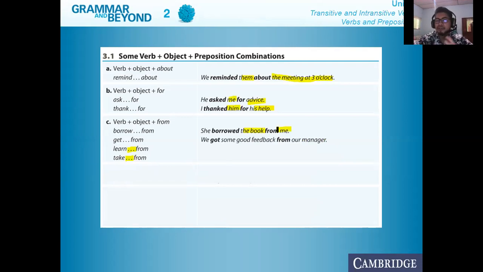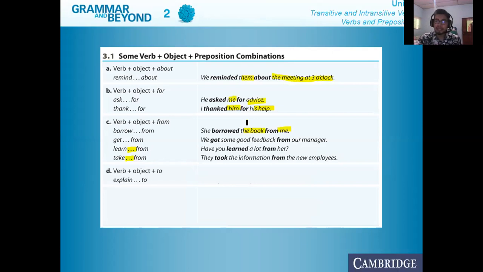We got some good feedback from our manager. Some good feedback, all of that is a noun, okay? All of that is the object of what you got. I got, what do you get? Some good feedback. From whom? From my manager. Have you learned a lot from her? So that's a question. This is the way in which we make questions using these kinds of verbs. Have you learned what? A lot. From whom? From her. They looked for information for new employees. The same example, the same pattern.